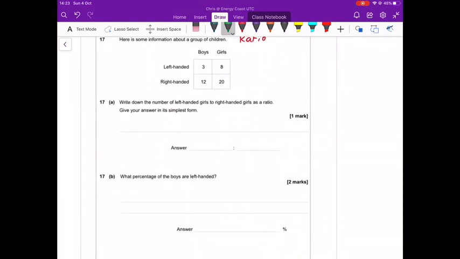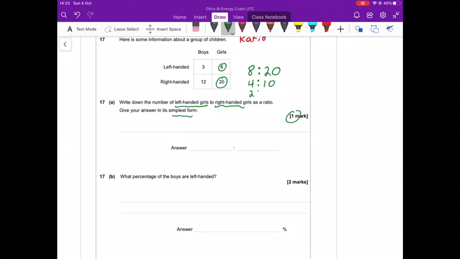Ratio, which people just do not like for some reason. This isn't that bad a question. Let's have a look. Write down the number of left-handed girls to right-handed girls as a ratio in its simplest form. It's only 1 mark, so you need to do everything to get you 1 mark, okay? How many left-handed girls are there? 8. It says there, left-handed girls. As a ratio to right-handed girls. How many right-handed girls are there? There's 20. I need to simplify this. It works the same way as simplifying a fraction. Okay, I'm going to halve both of these numbers. 4 to 10.